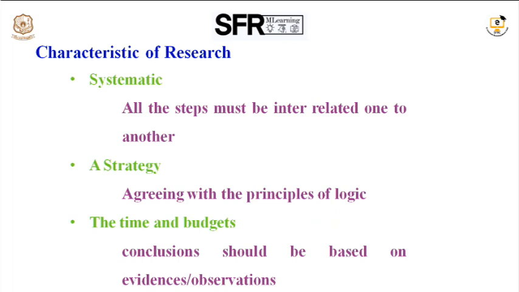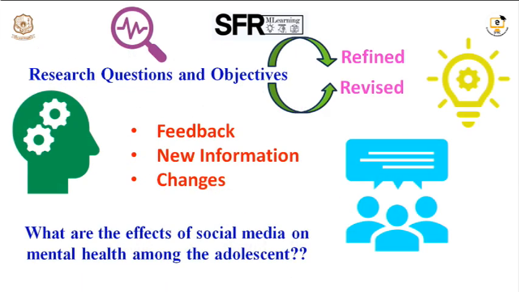Conclusions should be based on evidence and observations. So finally, the research questions and objectives will be based on a refined and revised version. So it should include feedback, new information, and changes. Say for example, if the research question is what are the effects of social media on mental health among adolescents, the researcher should answer appropriately. The design must involve a survey of the adolescents. First, we must do the survey of the adolescents' social media use and mental health, followed by statistical analysis of the data collected.